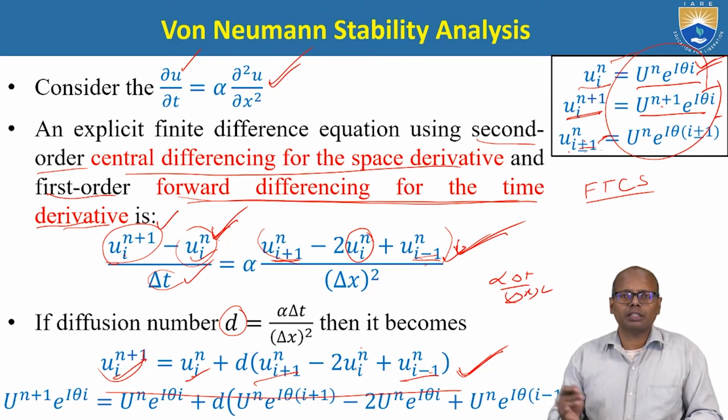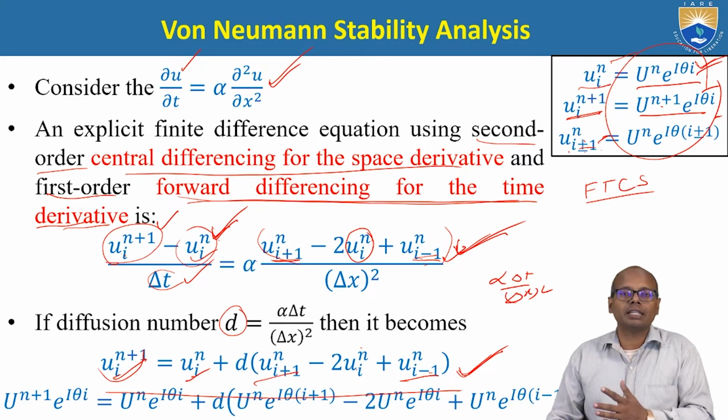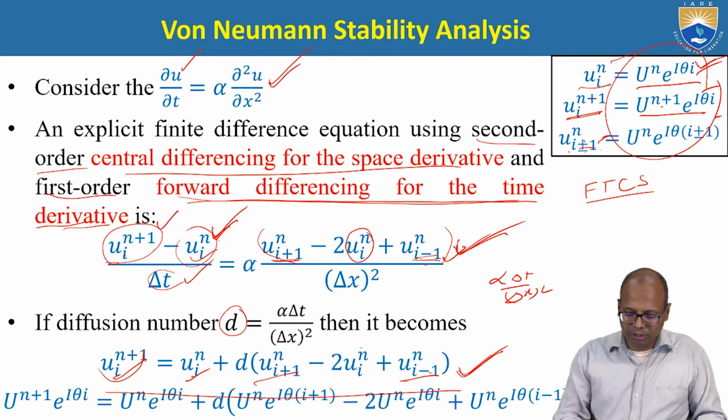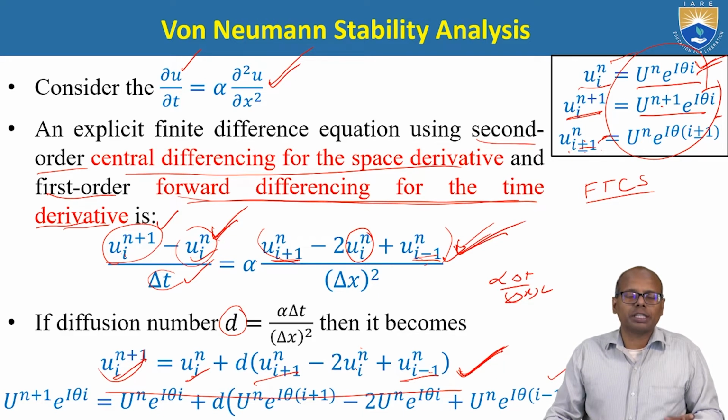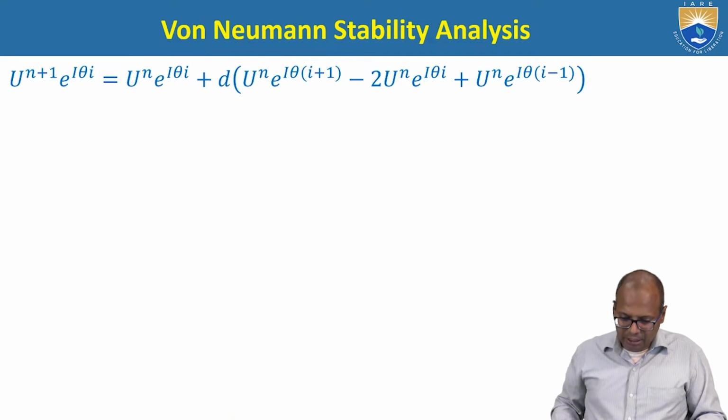G is nothing but the amplification factor. This amplification factor, whether it is decaying or increasing, that is what we have to see. So for that, we are transforming this FTCS equation into the form which has the amplification factor. Now we'll take this equation and simplify.